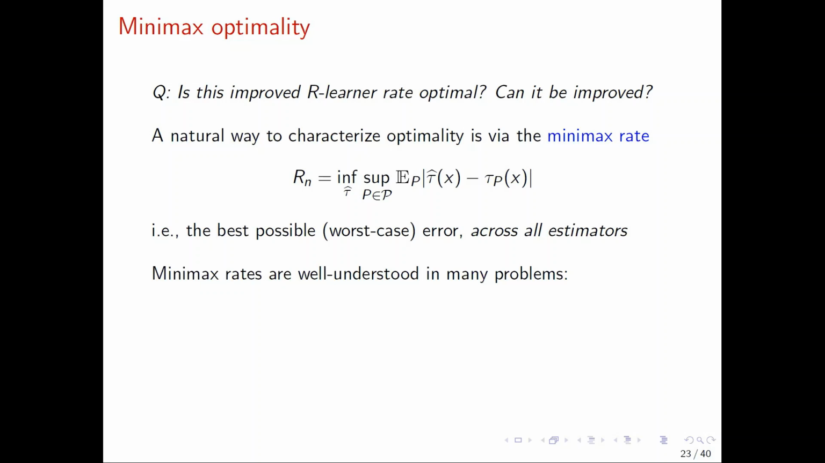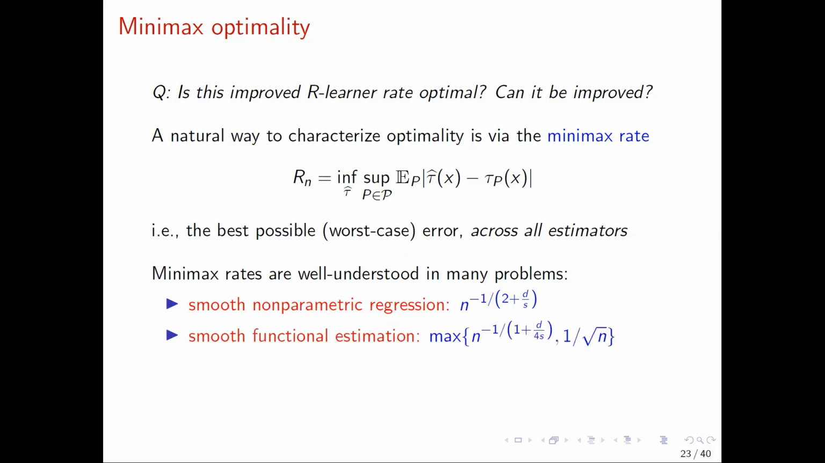These minimax rates are really well understood in lots of areas in statistics, but not very well understood in causal inference. And I think there are lots of fun problems to work on in this context, but they're really useful. For example, we saw minimax rates for smooth non-parametric regression before. These look like n to the minus 1 over 2 plus d over s. This is nice. It characterizes how difficult this problem is, and shows us that it depends on how big the dimension is relative to the smoothness. It shows us how the decay away from the parametric rate works in this function class. For functional estimation or parameter estimation, you get a rate which is faster: n to the minus 1 over 1 plus d over 4s. This gives us a way to formally quantify the sense in which estimating a parameter is actually easier than estimating a function or a curve, which is interesting.